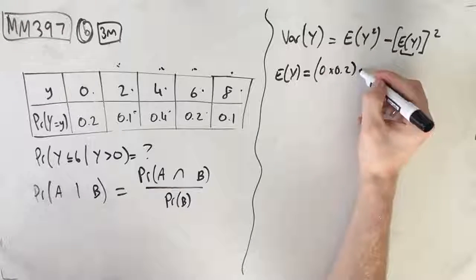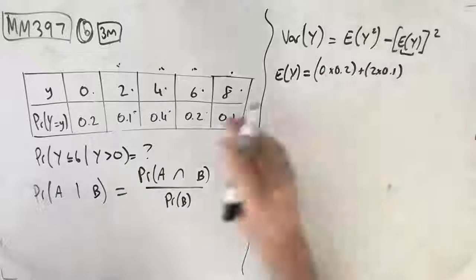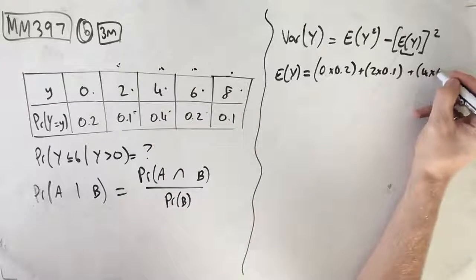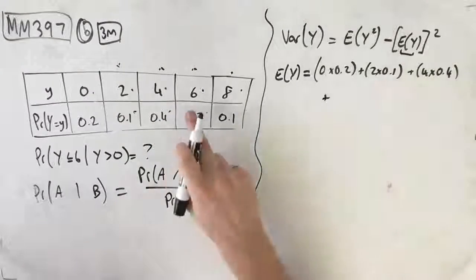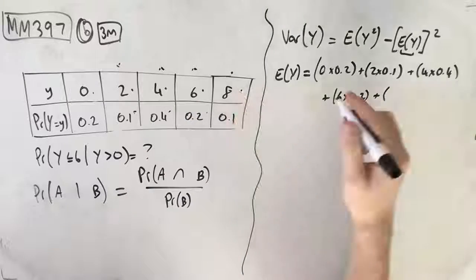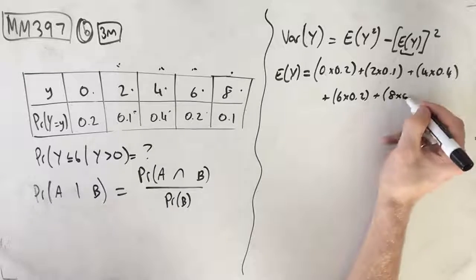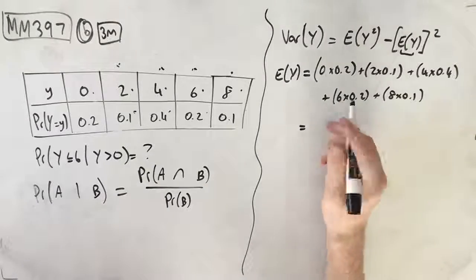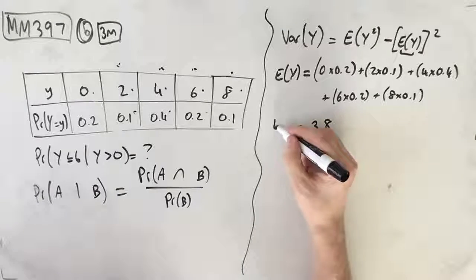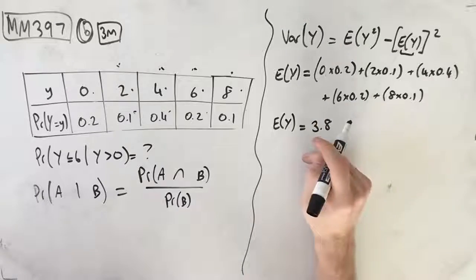times 0.2 plus 2 times 0.1, plus 4 times 0.4, plus 6 times 0.2, plus 8 times 0.1. What this gets us is 3.8. So our expected value of Y is 3.8.